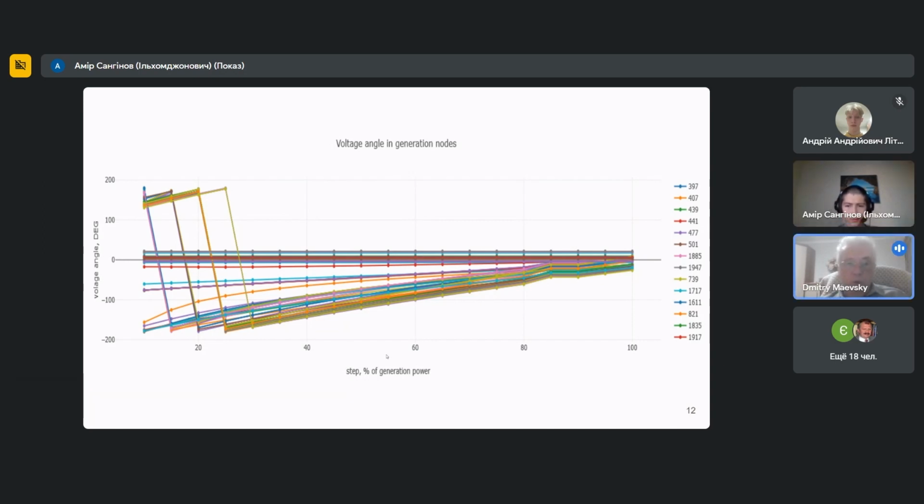Is it the initial phase of voltage? Yes. It's basically a phase. You can consider it a phase.